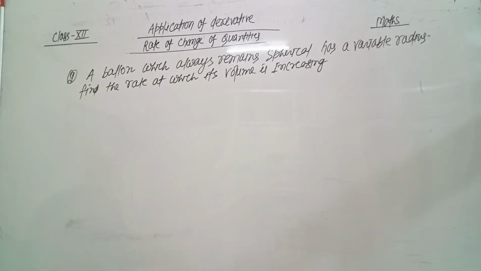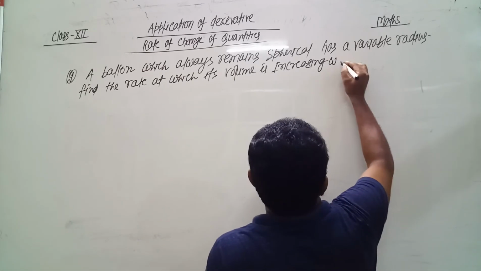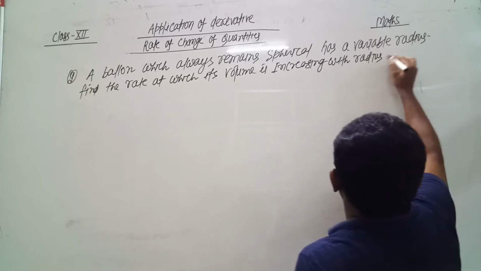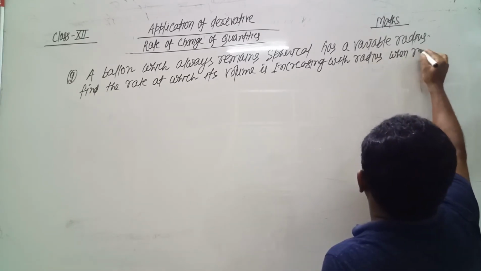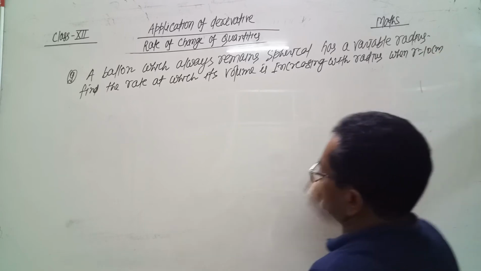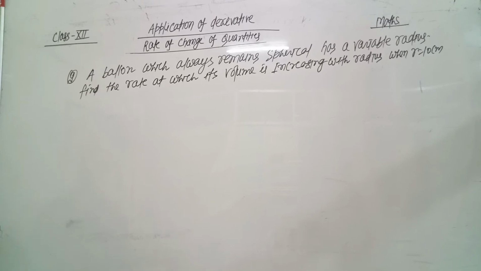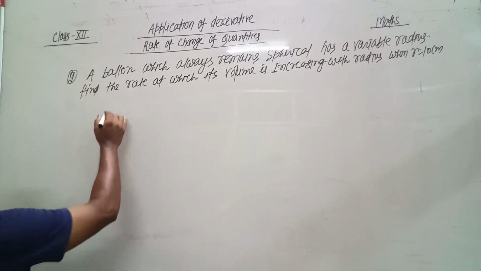Find the rate at which its volume is increasing with the radius, when the radius r is equal to 10 cm. So a balloon which always remains spherical has a variable radius. We have to find the rate at which its volume is increasing with radius.